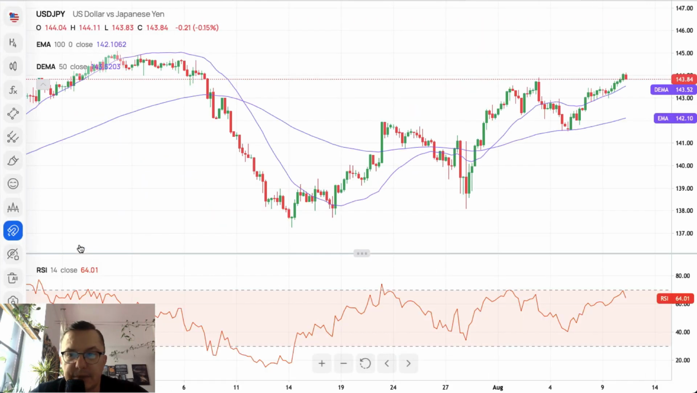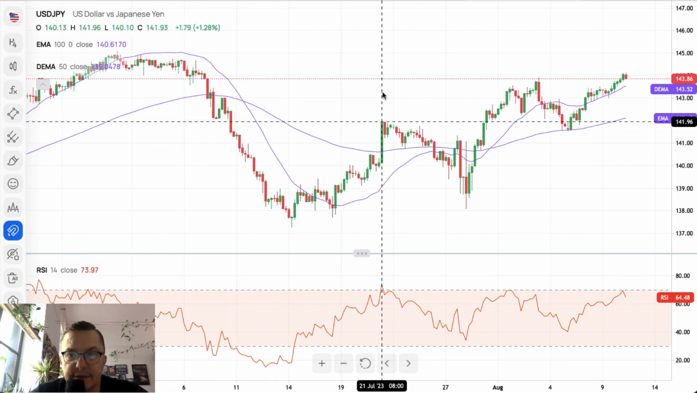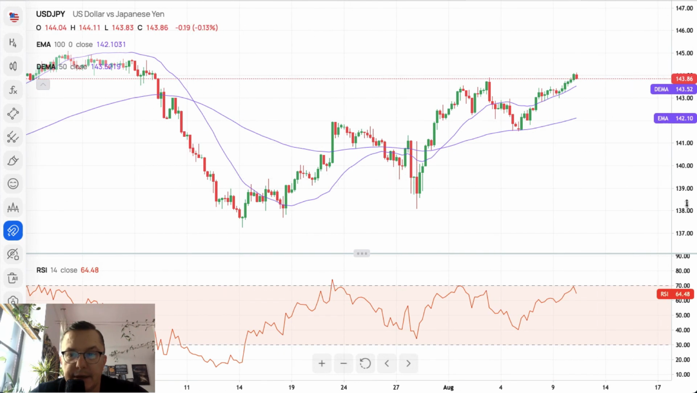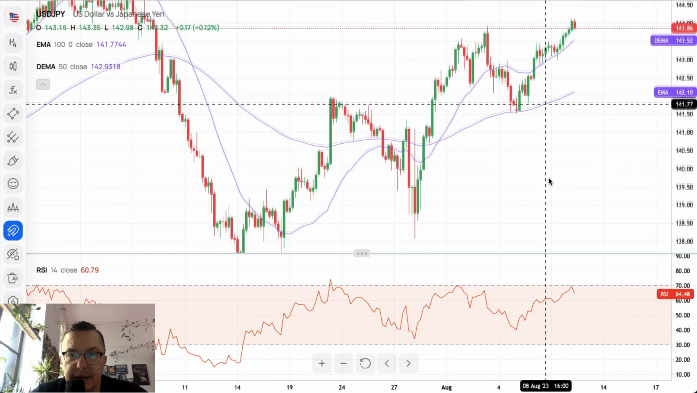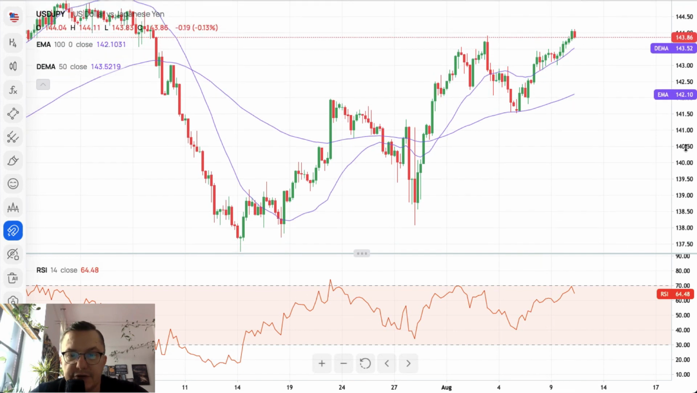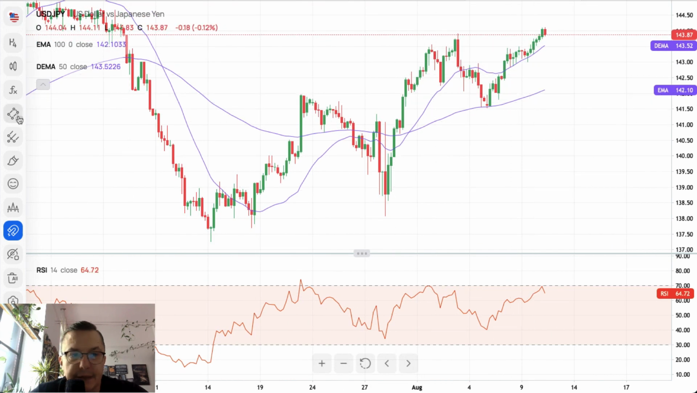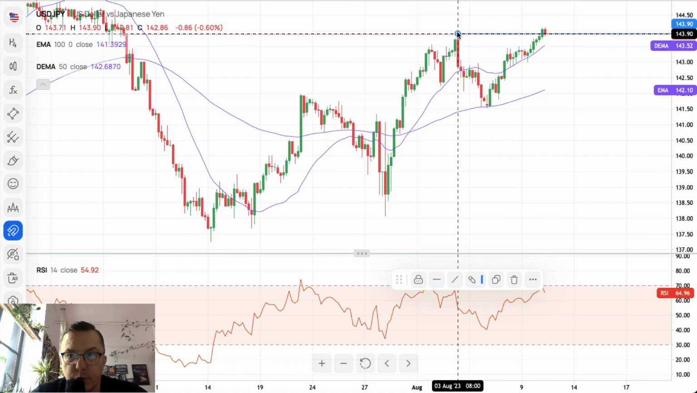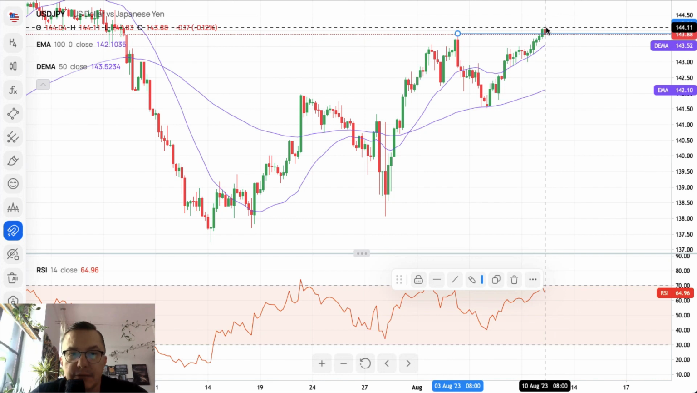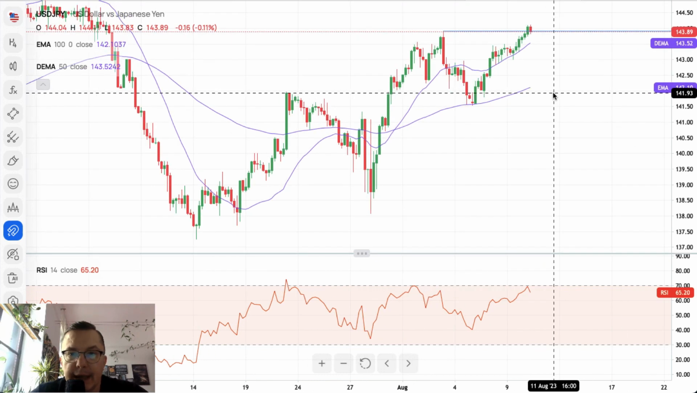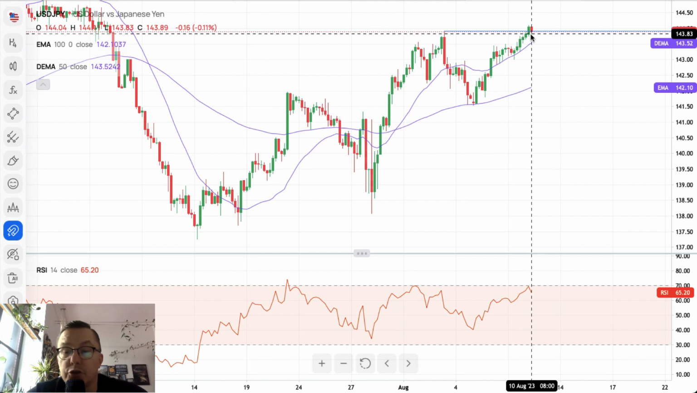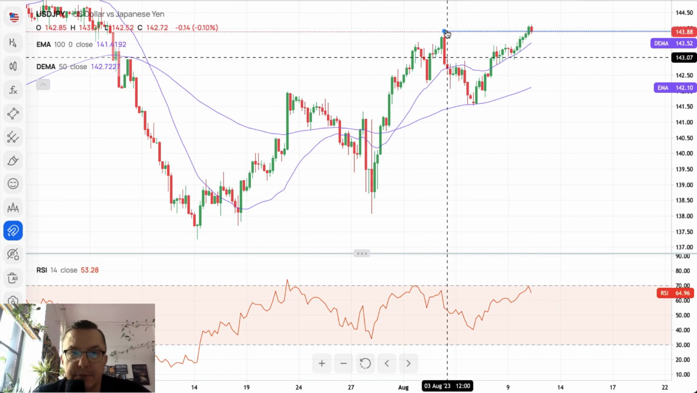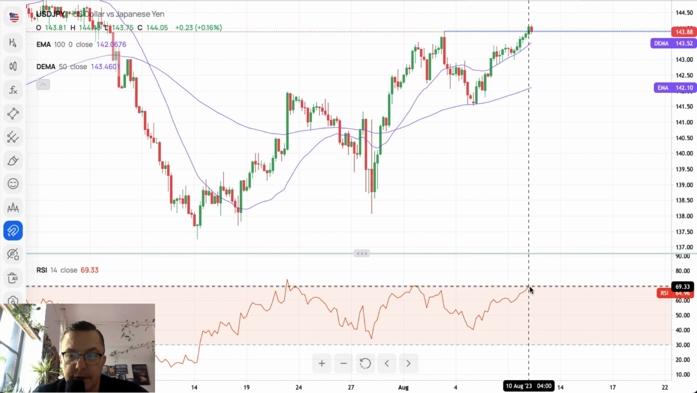And the US dollar to the Japanese yen, this is something different because this market has been building up a corrective structure to the upside, and as you can see, this corrective structure just recently broke above the level of 143.90. The local high was made at 144.11, and currently the market is testing the breakout level. So everything looks fine and dandy.